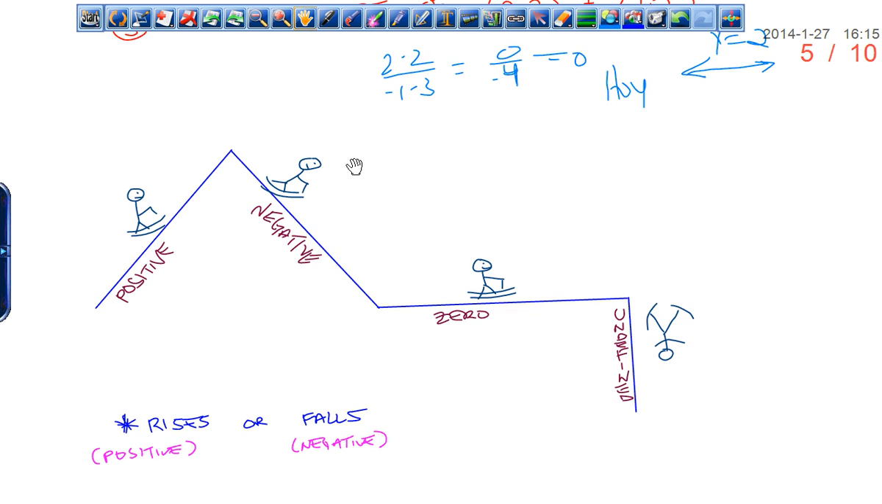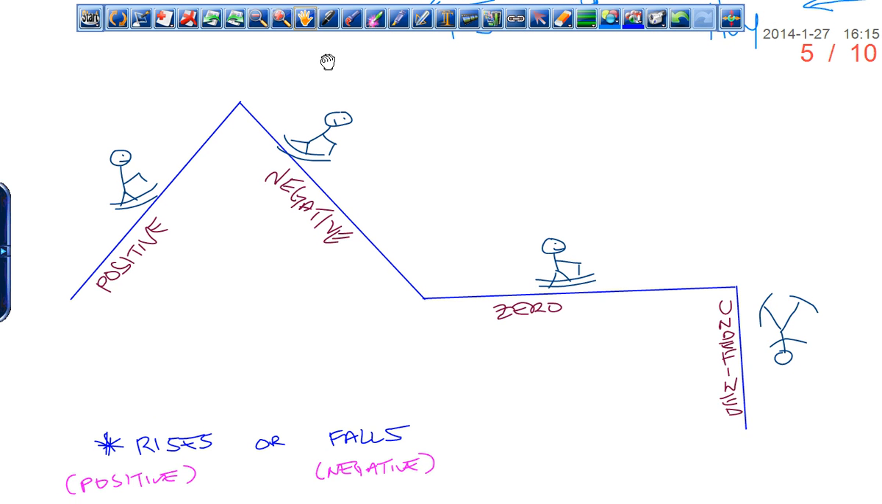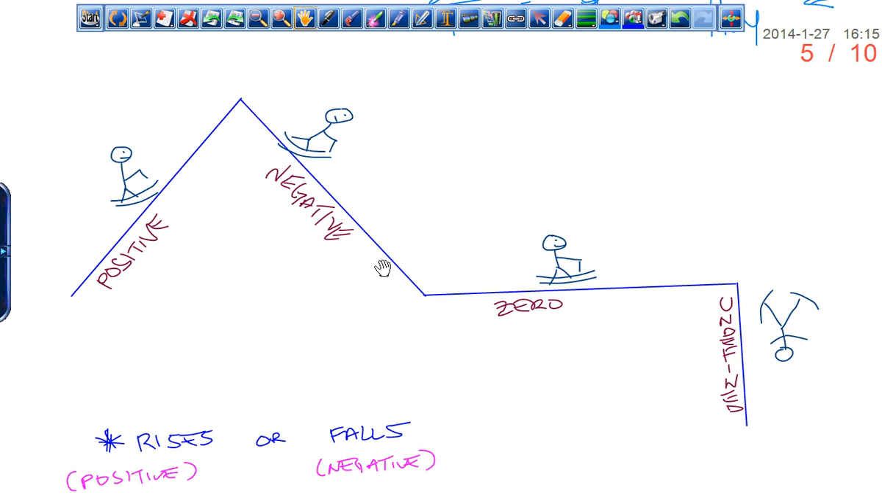I've got a little picture here. It's kind of self-explanatory, I think. Positive, negative, 0, undefined. Anytime the graph is rising, the slope is positive. Anytime it's falling, like this, the slope is negative. If it's sideways, it's 0, this would be zero fun, and undefined, you would be in a lot of pain.